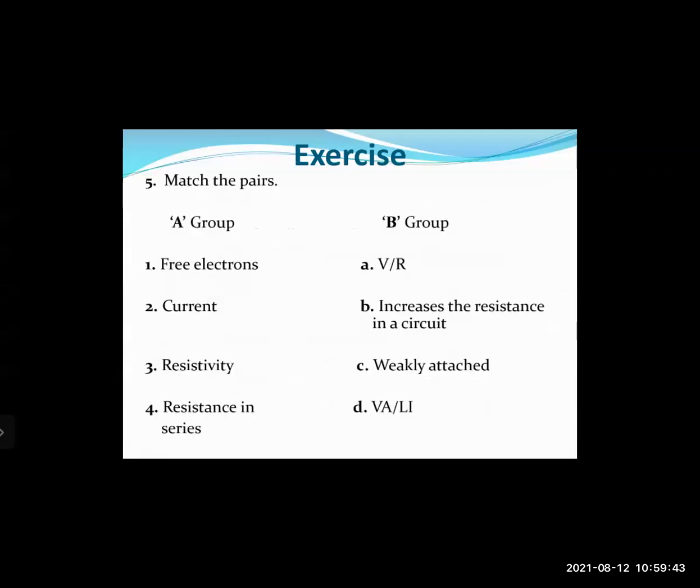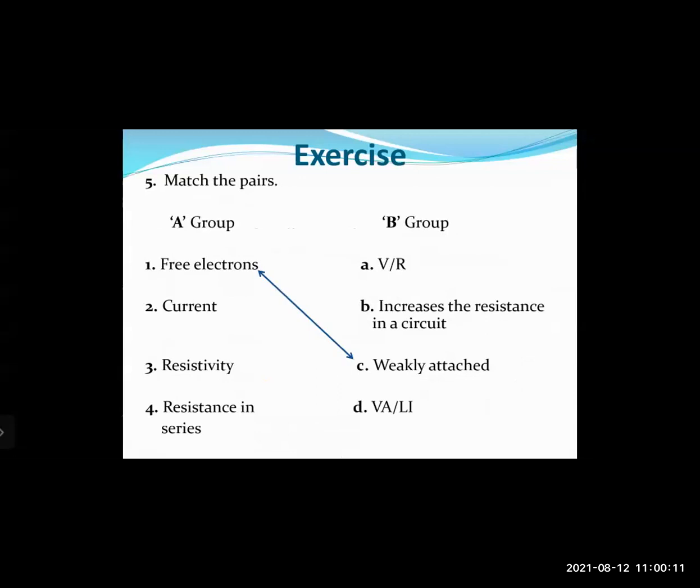Further, the next question is to match the pairs. In this case, we have a group A on the left side and a group B on the right-hand side. In group A, we have free electrons, then current, then resistivity, and then resistance in series. On the right-hand side, we have V by R, then increases the resistance in a circuit, then weakly attached, and then VA by Li. So let us see the first answer.